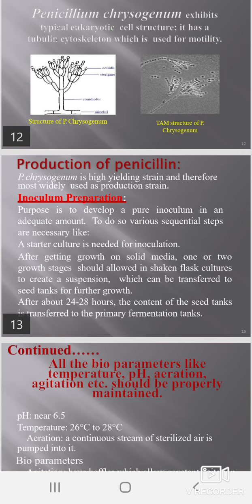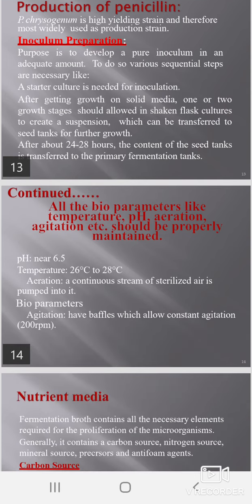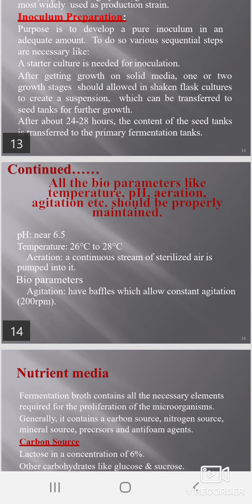After about 24 hours, the content of the seed tanks is transferred to the primary fermentation tanks. All the bioparameters like temperature, pH, aeration, agitation, etc. should be properly maintained. pH should be near 6.5 and temperature should be 26 to 28. Aeration: a continuous stream of sterilized air is pumped into it. Agitation: the tank has baffles which allow constant agitation at 200 rpm.